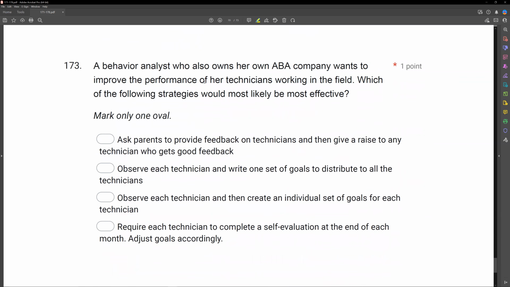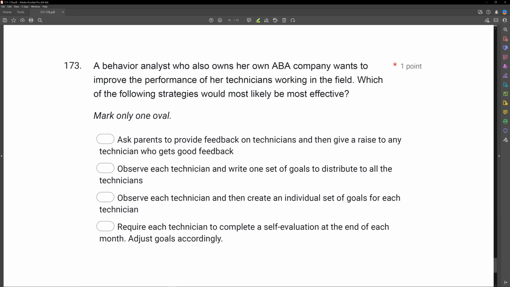173, a behavior analyst who also owns her own ABA company wants to improve the performance of her technicians working in the field. Which of the following strategies would most likely be most effective? Okay, a supervision question, a training question. These can give people trouble.